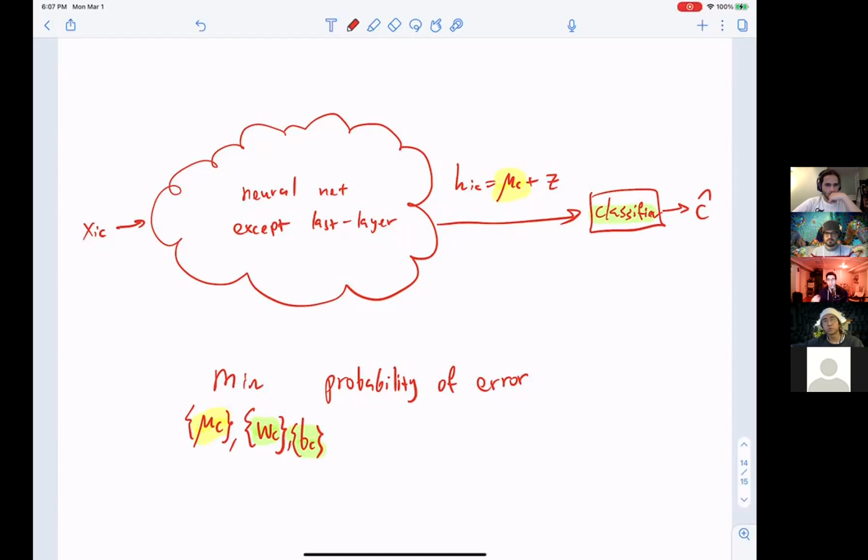When you say can't choose the exact features, would those features be the Zs? The features are H_iC equal to mu_C plus Z. I guess it should be Z_iC. Right, okay. So it's like you have enough degrees of freedom to choose the class means, but you cannot actually pick the features.